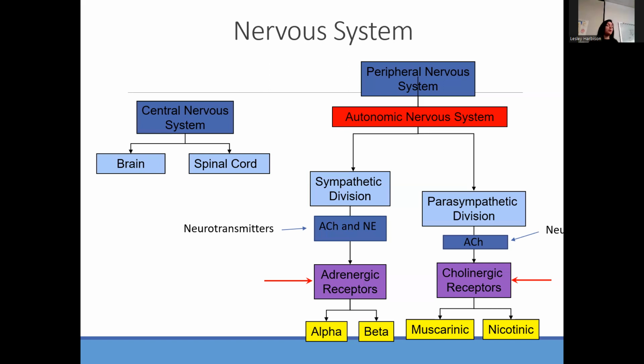And another thing, there's lots of terms that seem to go together, but if it's an adrenergic medication, an adrenergic agonist or an adrenergic antagonist, it's off of the sympathetic division. If it's a cholinergic receptor or an anticholinergic medication, it's working off of the parasympathetic. So that's why you have to know those things.